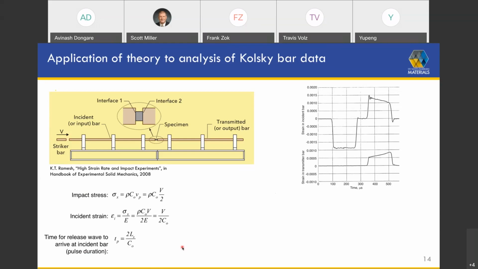Now, typically, if you put in dimensions of striker bars that are usually used and the wave speeds of steel, about 5,000 meters per second, you find that this time is on the order of 100 microseconds. Or a few hundred. And actually, if you look at this data here, this is real data. I can't remember on what material, but the durations of the loadings are on the order of hundreds of microseconds.